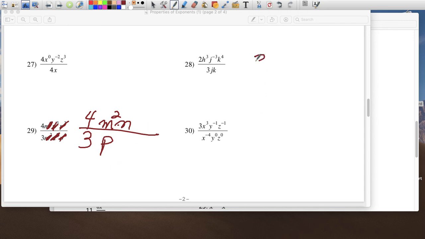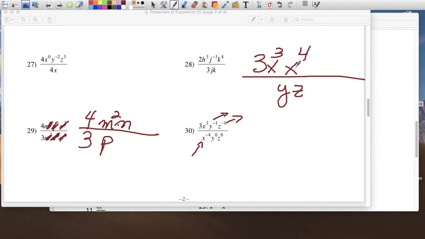Let me rewrite this. So we got 3x cubed, and let me deal with the numerator first. Y to the negative first power, I'm going to throw it down here. So this is gone. Z to the negative 1 power, I'm going to throw it down to the denominator. That's done. Now let's do this guy. X to the negative 4, I'm going to throw it up here, so it becomes x to the 4. Y to the 0 becomes 1. And z to the 0 becomes 1. And I don't even have to write them, because if I write 1 times 1, which is 1, and then there's an invisible 1 here, it's just 1. So leave it like that.